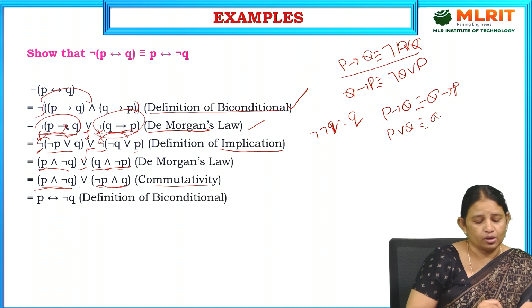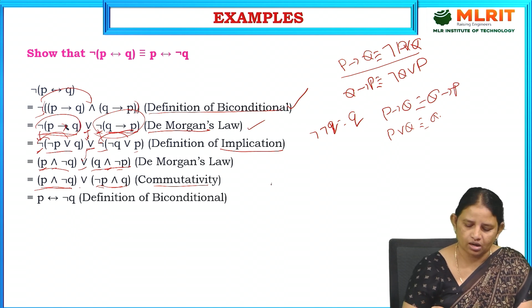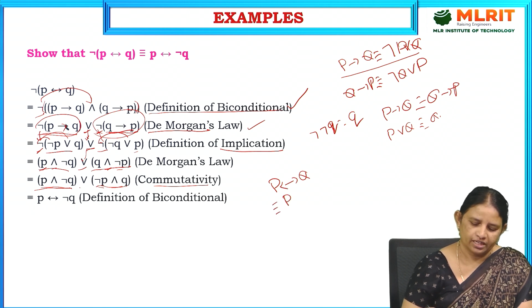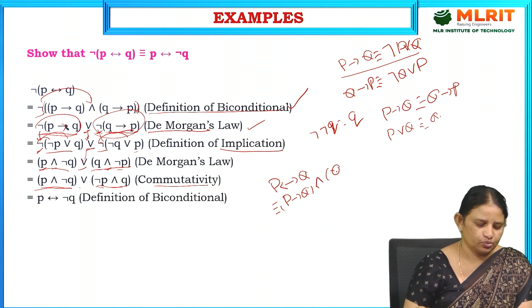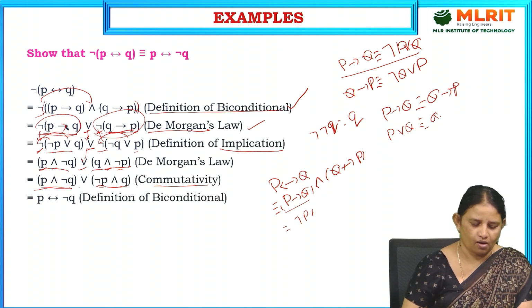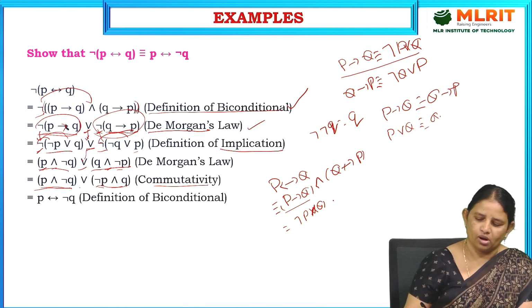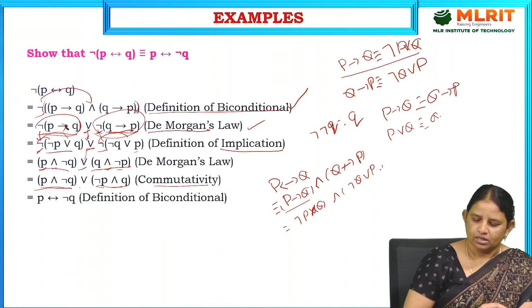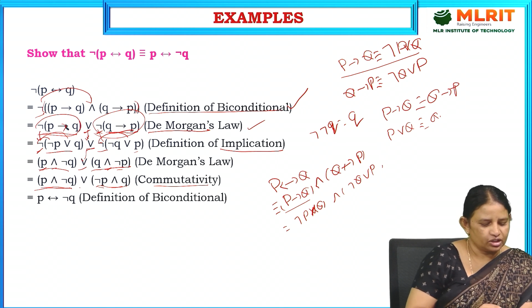So, according to the biconditional law, what is the biconditional law? P implies Q is equivalent to P implies Q and Q implies P. So, what is P implies Q? Negation P or Q. Okay, negation P or Q and negation Q or P. So there is a negation Q or P there.